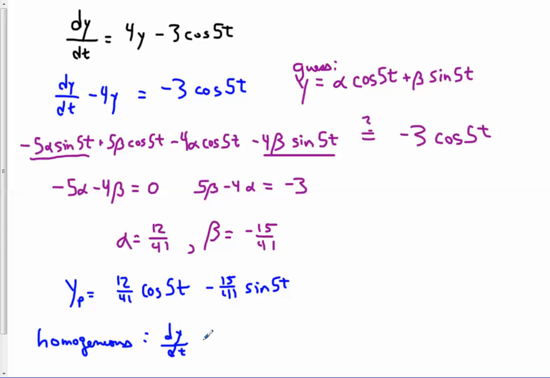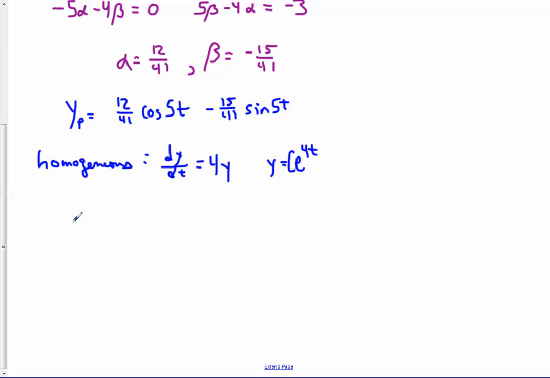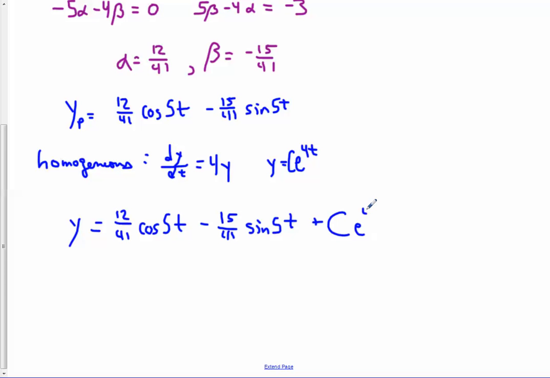So the homogeneous differential equation is simply dy/dt equals 4y. We drop the b of t just for a second. So that's easy. That's y equals e to the 4t with a constant in front. And so our final answer is 12 over 41 cosine 5t minus 15 over 41 sine 5t plus arbitrary constant times e to the 4t, and that's it. We get our general solution. Any initial condition could be used to figure out the capital C.